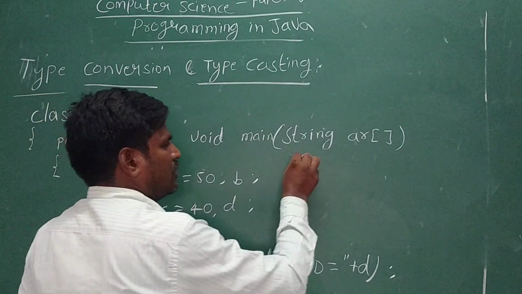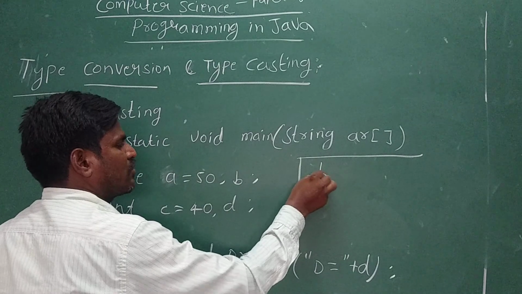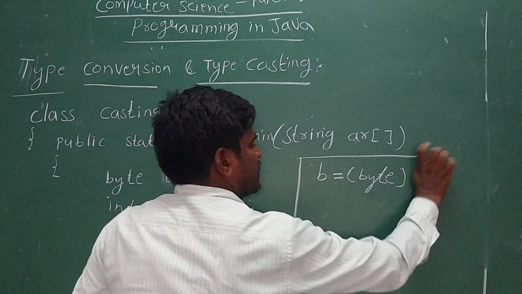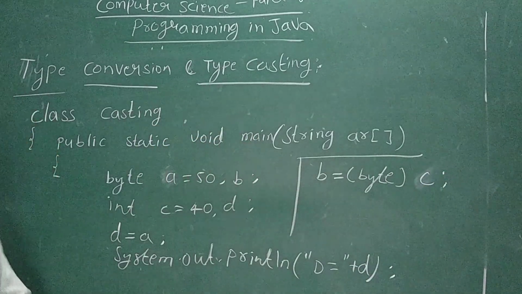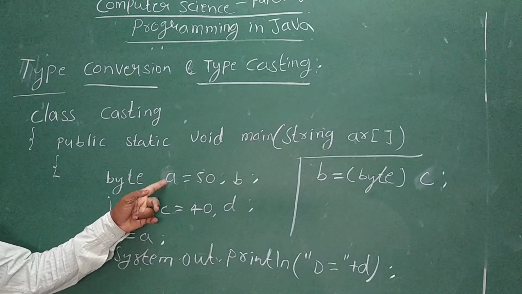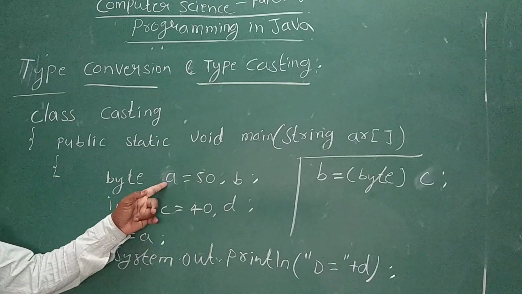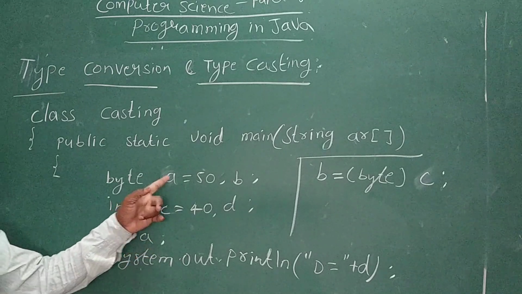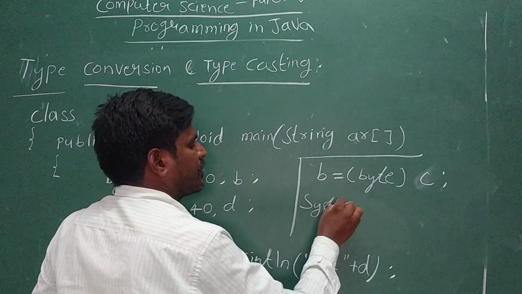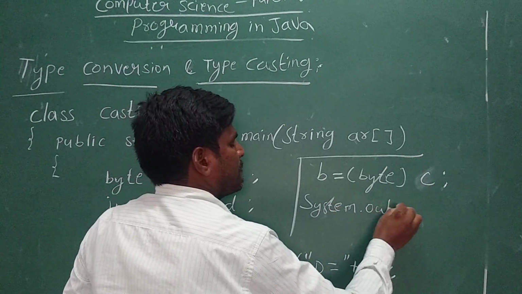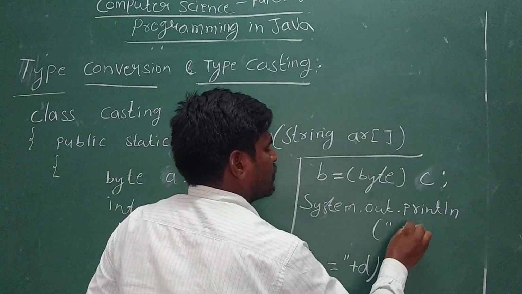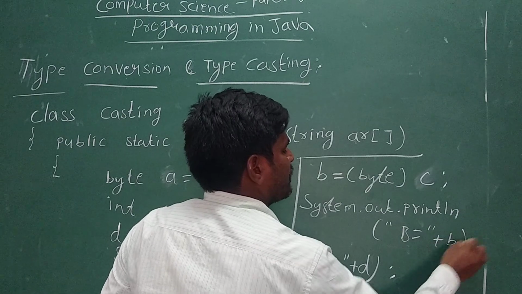Next, I am writing B is equal to byte of C. So here C is an integer data type. Integer data type is converted into byte data type. So here C is a wider size, B is a smaller size. So the wider size can be converted to a smaller size by using the casting syntax byte. Now System.out.println, B is equal to value of B.